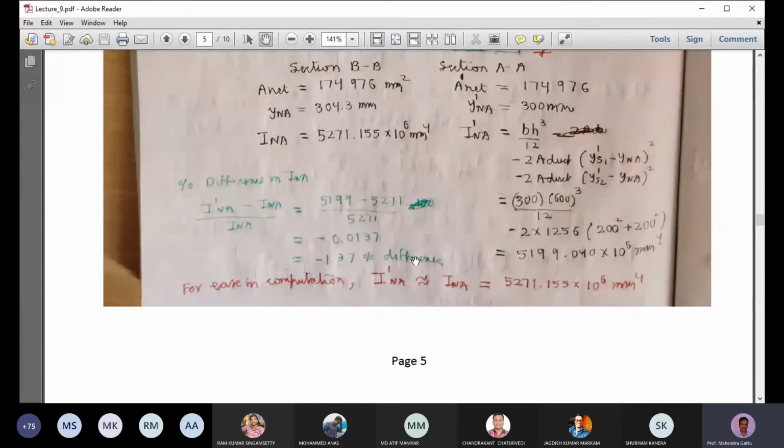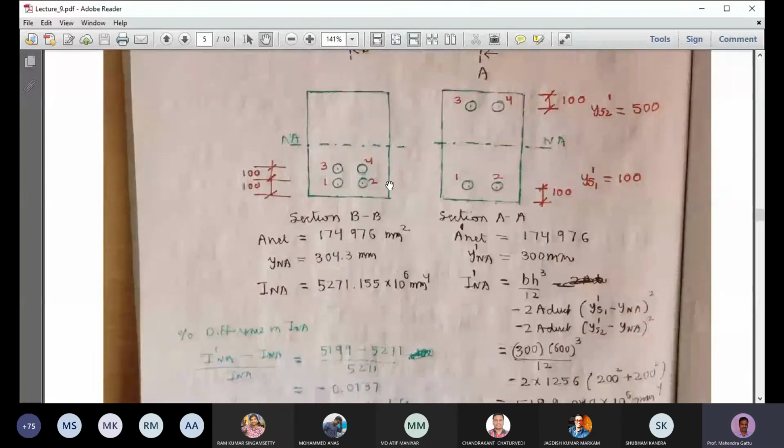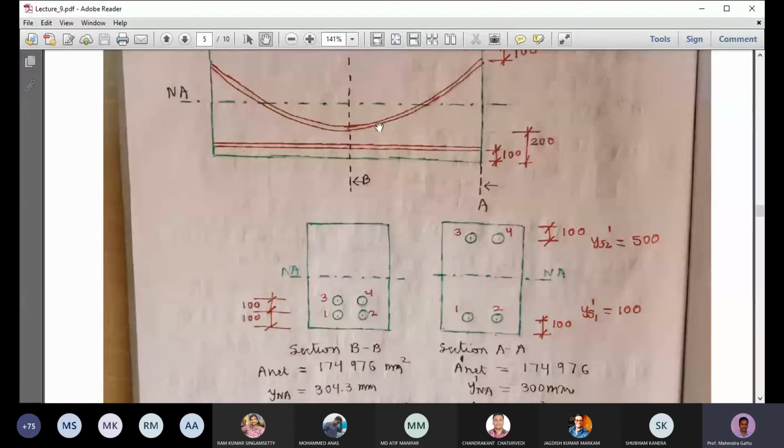So there is a very small change in the neutral axis, moment of inertia with the neutral axis. For this example, without making things complicated, we don't want a function for I neutral axis along this. We just assume that whatever neutral axis and moment of inertia value you get here, the same moment of inertia value will be used here also.